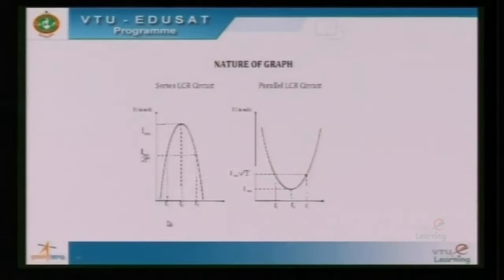As is clear from the graph, as the frequency increases, the current also increases, reaching a maximum and then decreasing. So, before the resonant frequency, the circuit is more inductive. Beyond the resonant frequency, the circuit is more capacitive. Hence, the characteristic graph: at resonance, current is maximum in a series circuit.